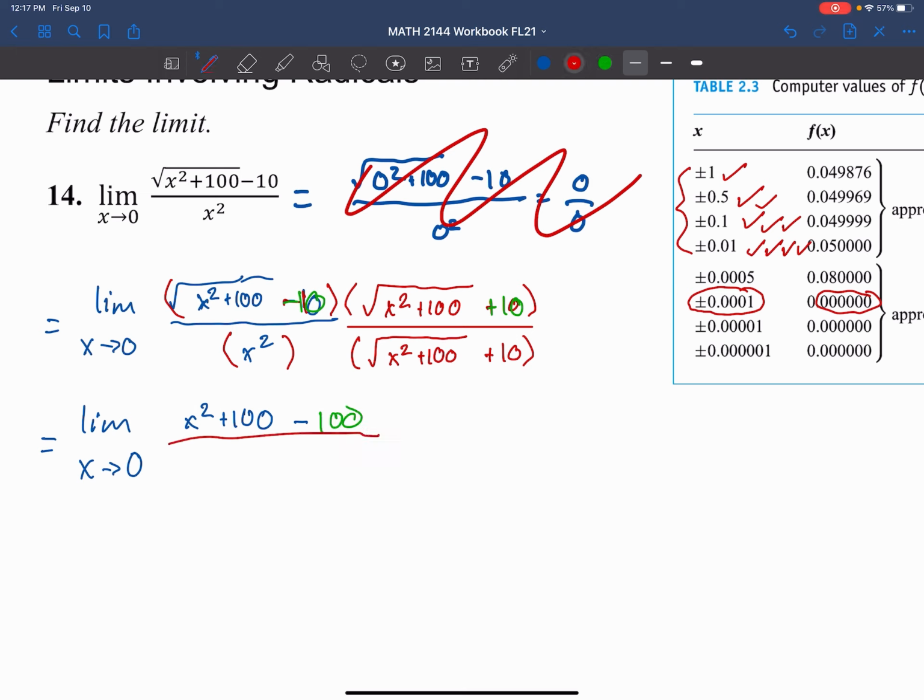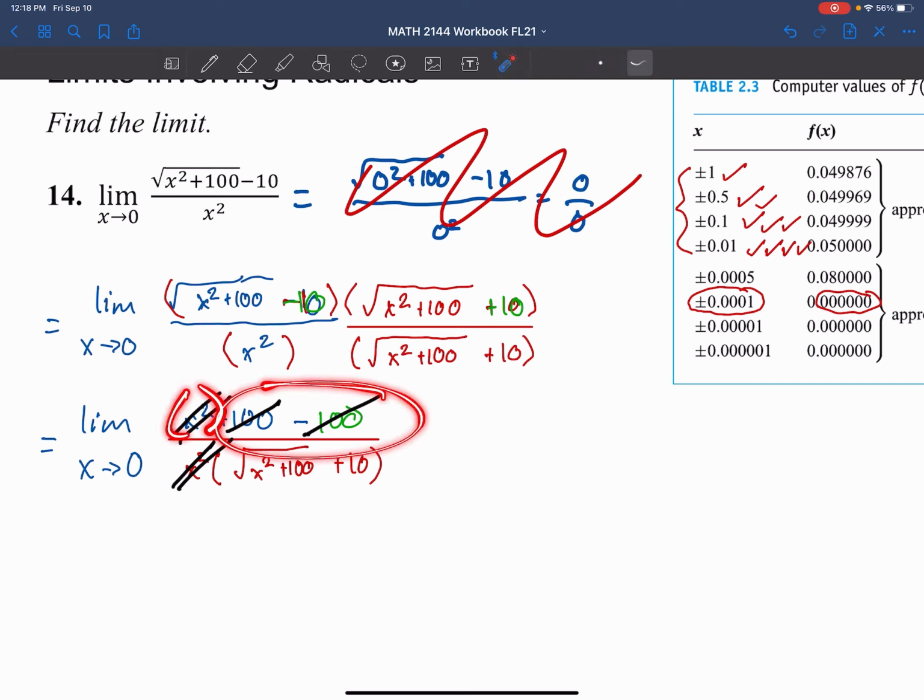In the denominator, I'm not going to distribute. I'm going to just leave this as x squared times the square root of x squared plus 100 plus 10. To see why I didn't distribute, notice again that the hundreds will cancel. And then once the hundreds cancel, the x squareds will cancel, because you'll have an x squared in the numerator and the denominator. And once the hundreds are canceled, there's no parentheses to prevent the cancellation.